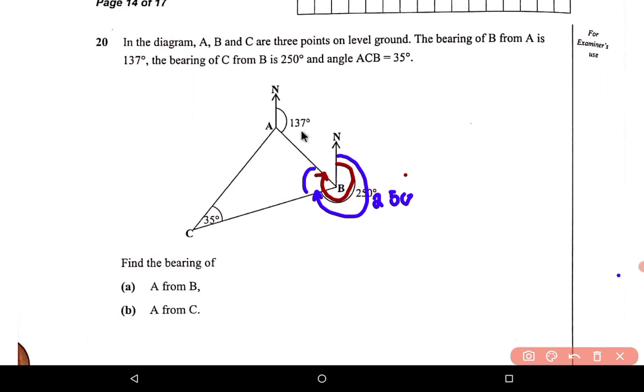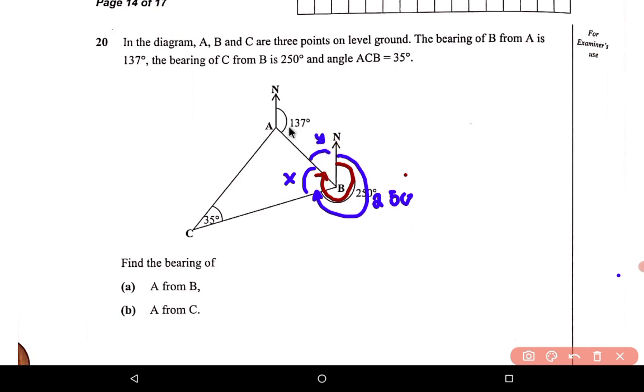Looking at this, we can see how we can find it, because this is a triangle. Now we just need to find this one here that I'm going to call x. There are many ways that we can go about it, and one of the ways is maybe we can try to find the bearing here. We can call it y.